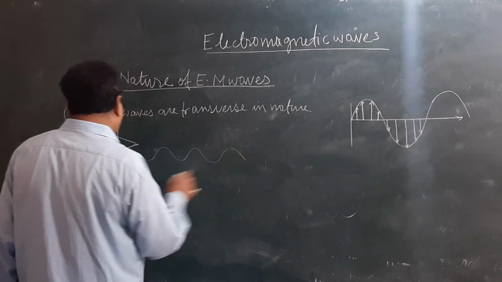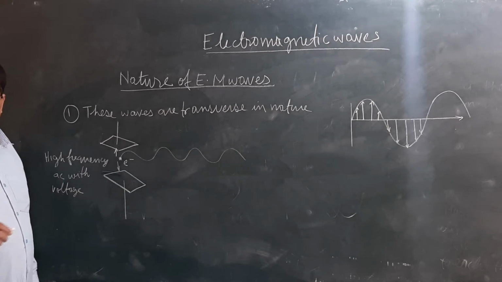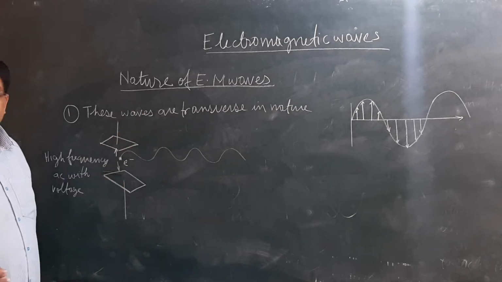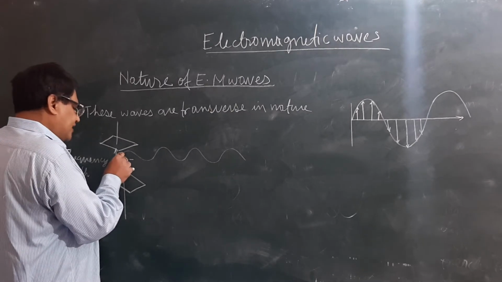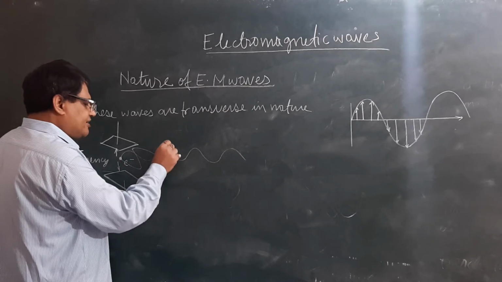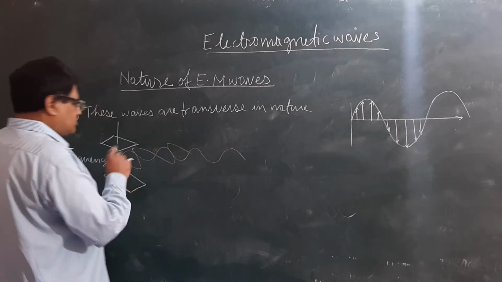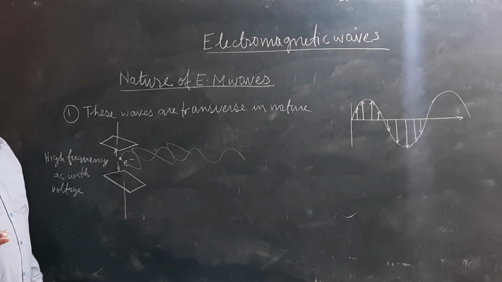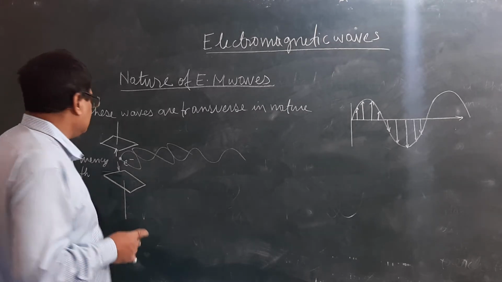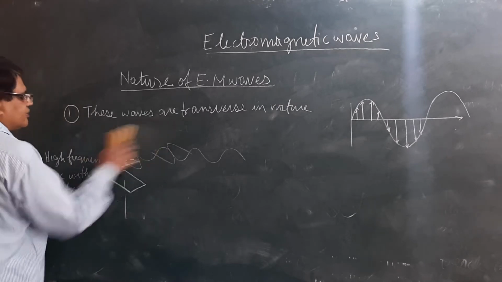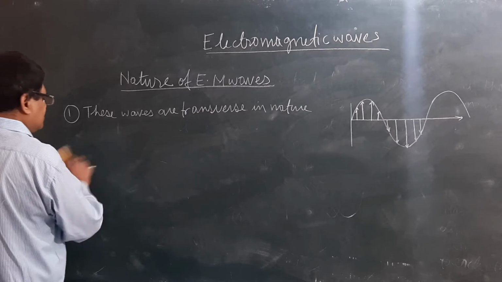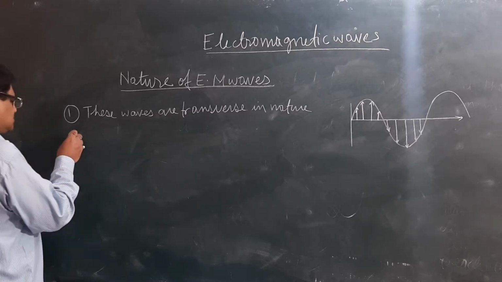The change in electric field produces a change in magnetic field. And when there is a change in magnetic field, what is produced? An electric field is produced. So electric field is produced like this, perpendicular to this plane. So this is how the electromagnetic waves are produced. So these are produced by accelerating charges. So we can conclude here that electromagnetic waves are produced by accelerating charges.